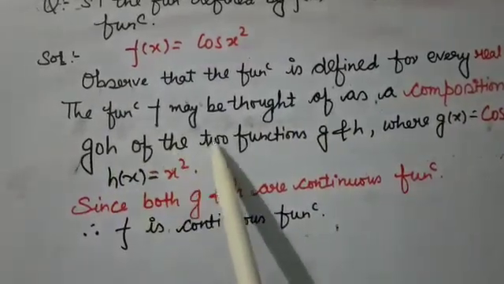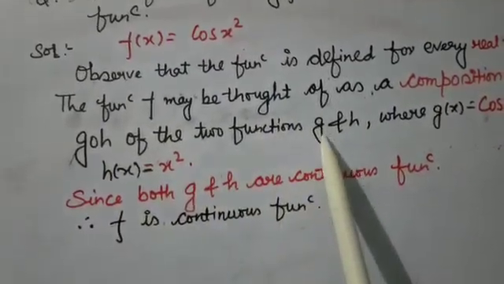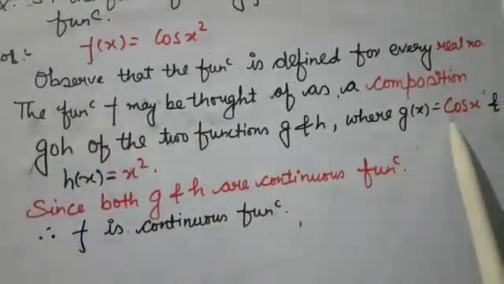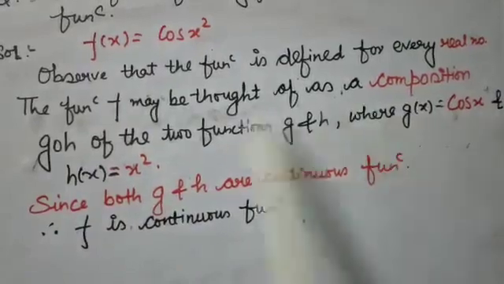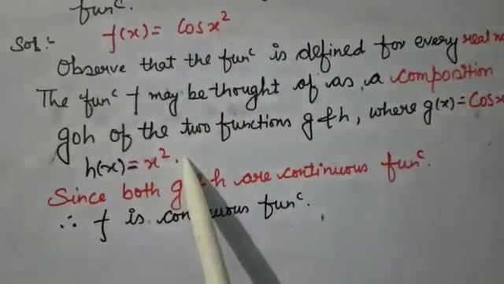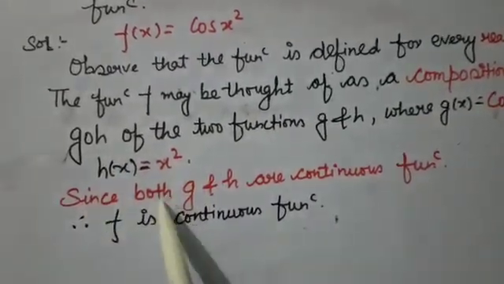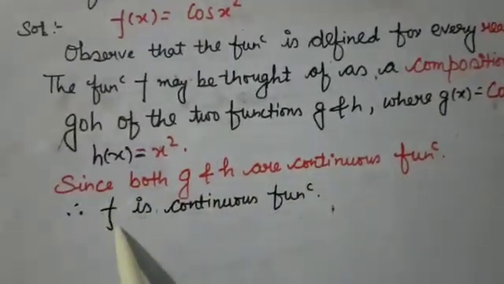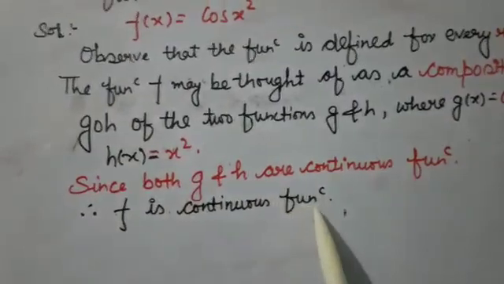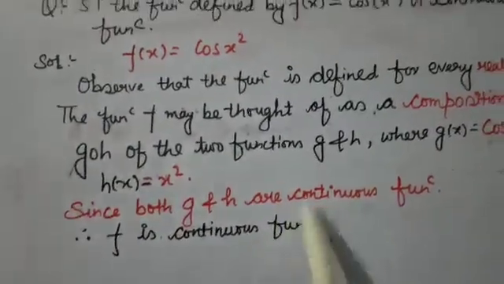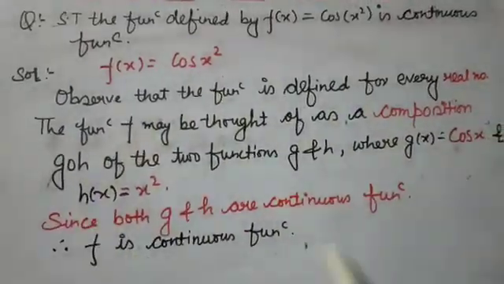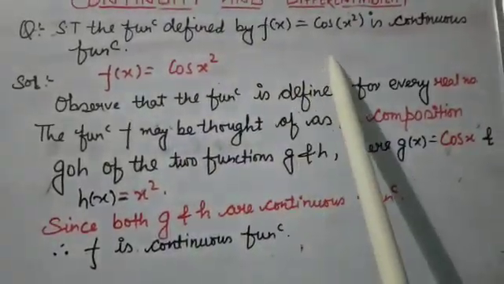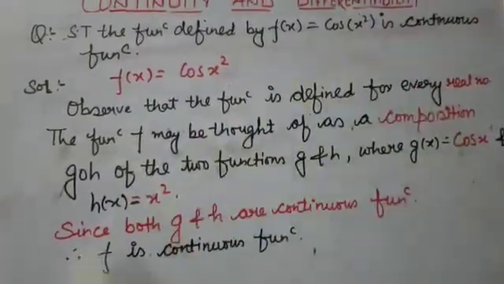g o h of the two functions g and h, where g(x) is equal to cos x and h(x) is equal to x square. Since both g and h are continuous functions, therefore f is also a continuous function. Okay, with this we can prove that the function defined by f(x) is equal to cos x square is a continuous function.